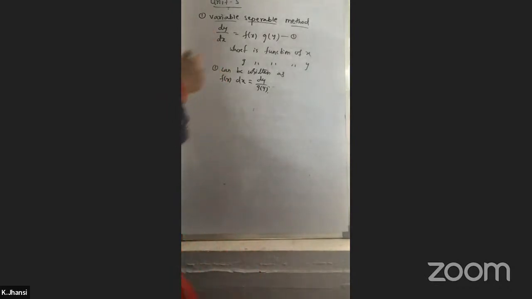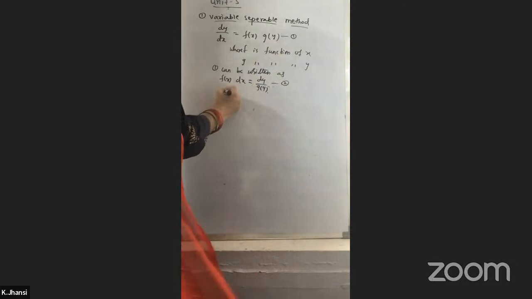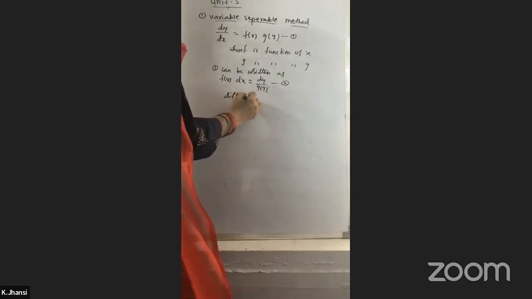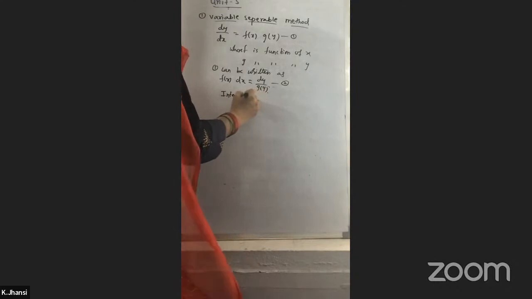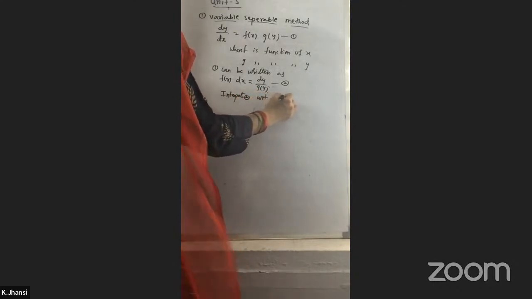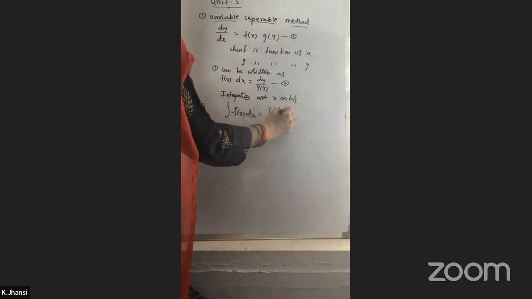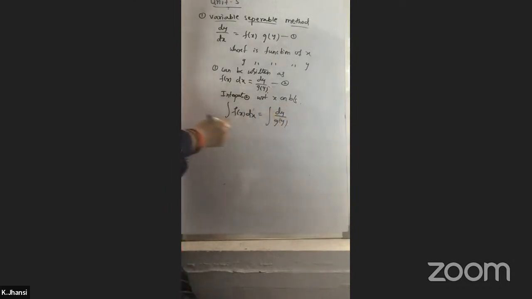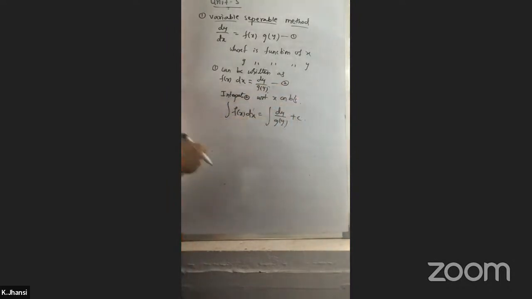Now the next process: take it as equation 2. The next step is to integrate 2 with respect to x on both sides. So integration of f of x dx is equal to integration of dy by g of y. Like this, this is the variable separable method.